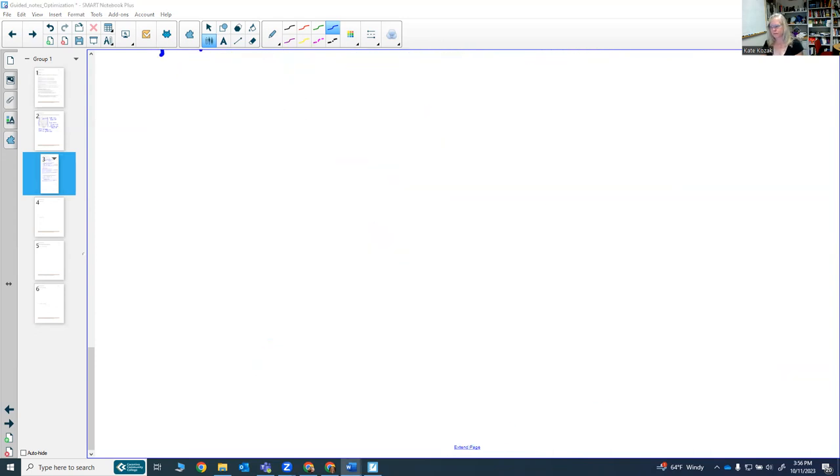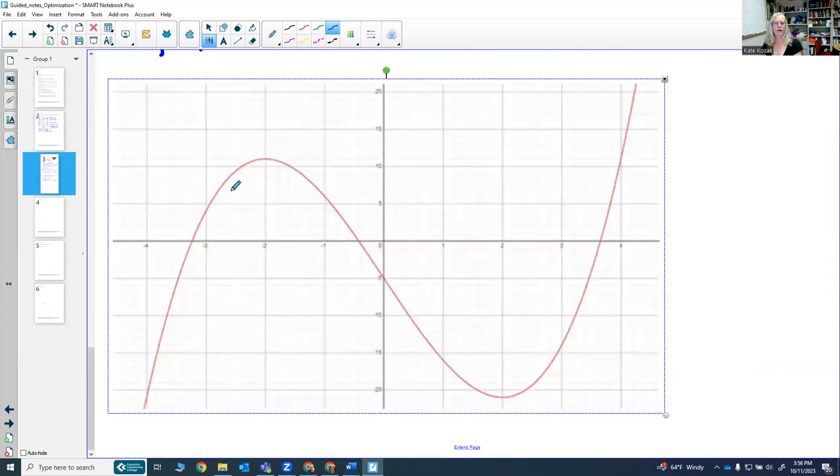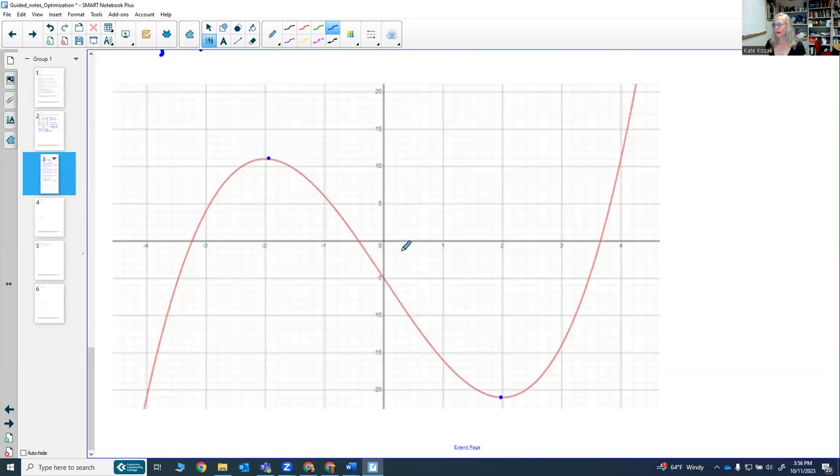Here's the graph. The graph confirms the minimum, maximum, and inflection point.